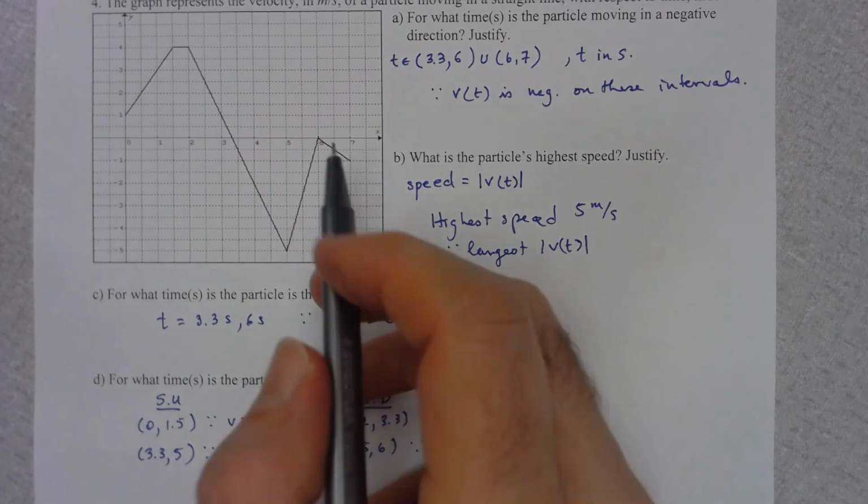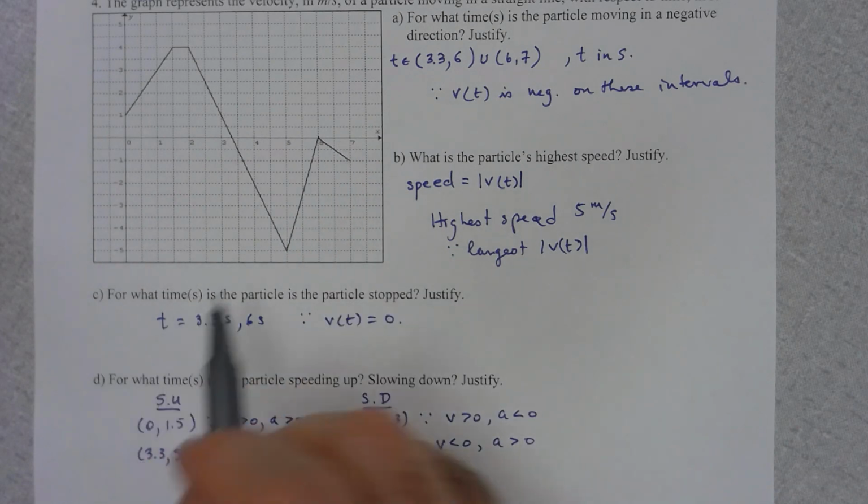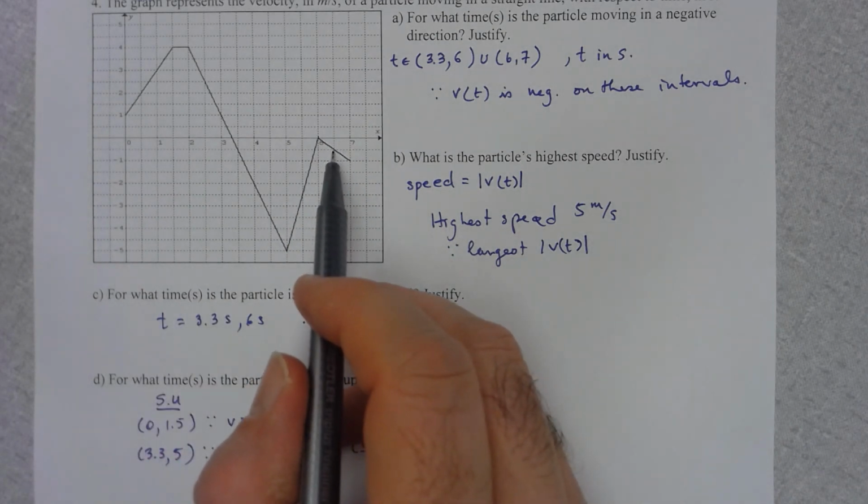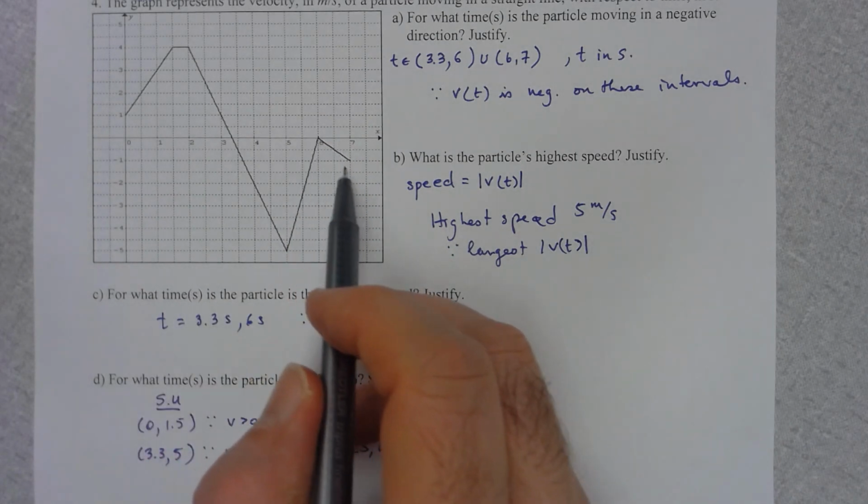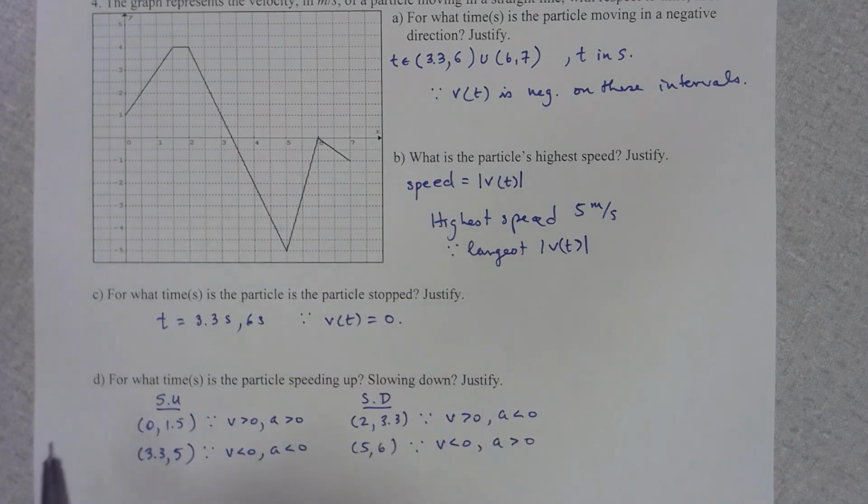And then lastly, from 6 to 7, we see that the velocity is still negative, but the acceleration, because the slope is negative, is also negative. So from 6 to 7, okay, it's speeding up since both the velocity and the acceleration are negative. And this is how we can justify our answers. All right. So let's move on to number 5.